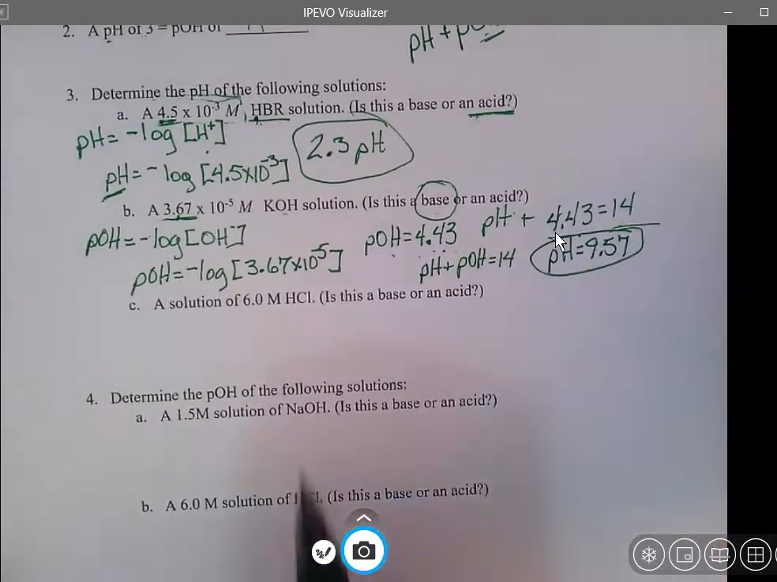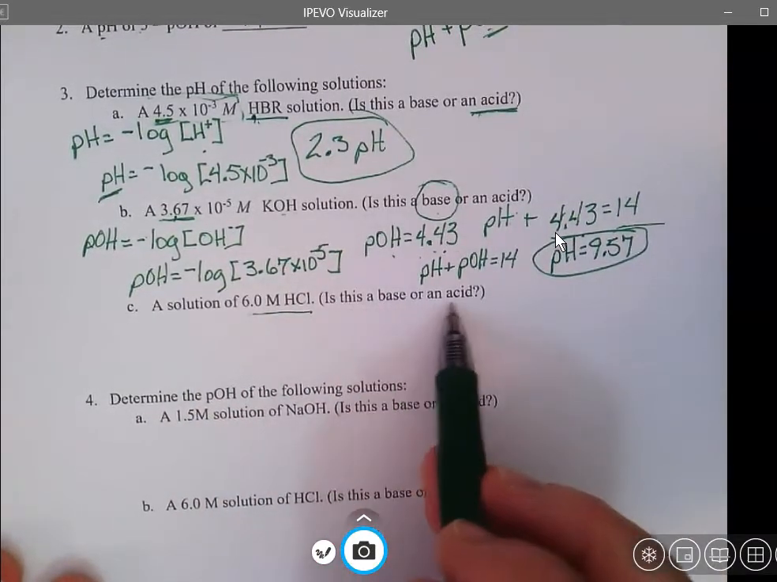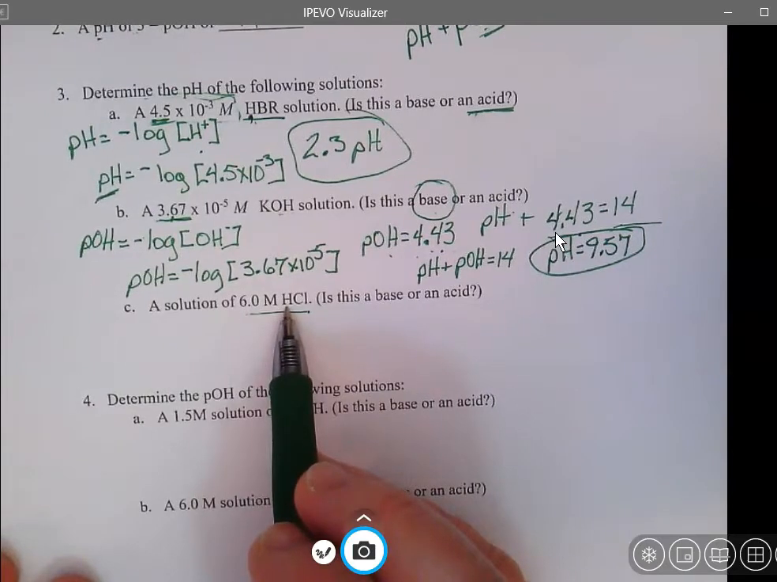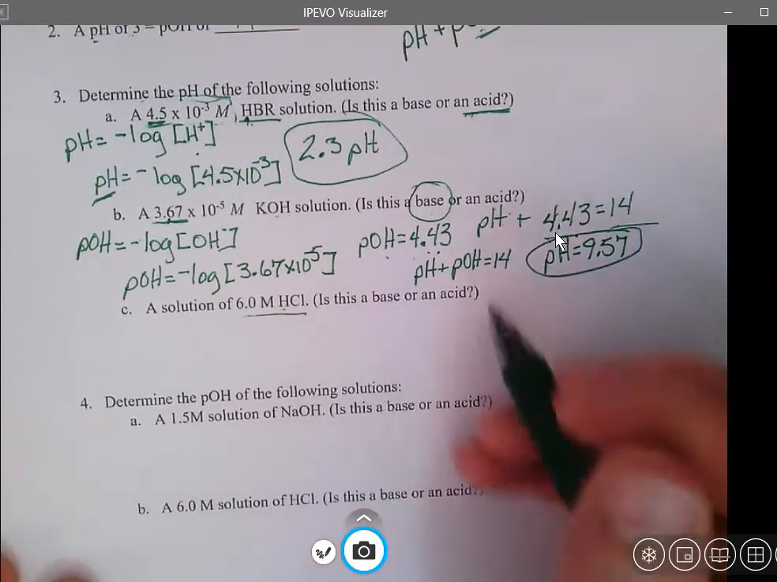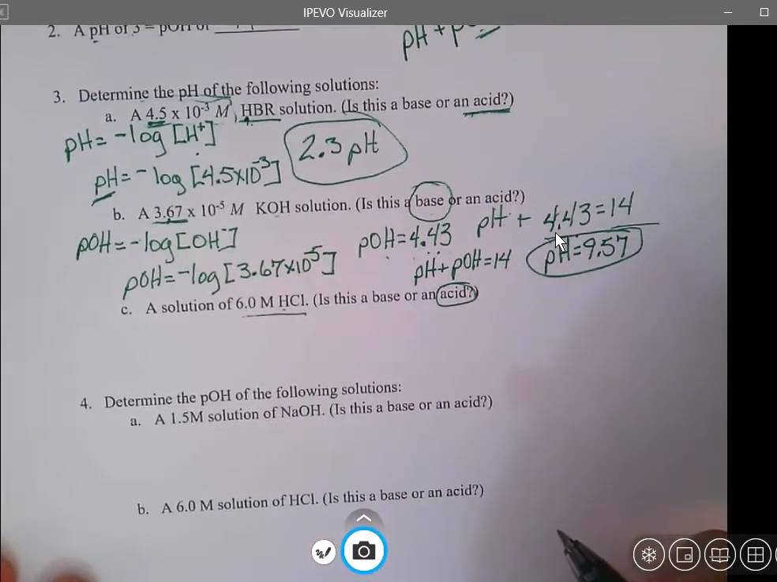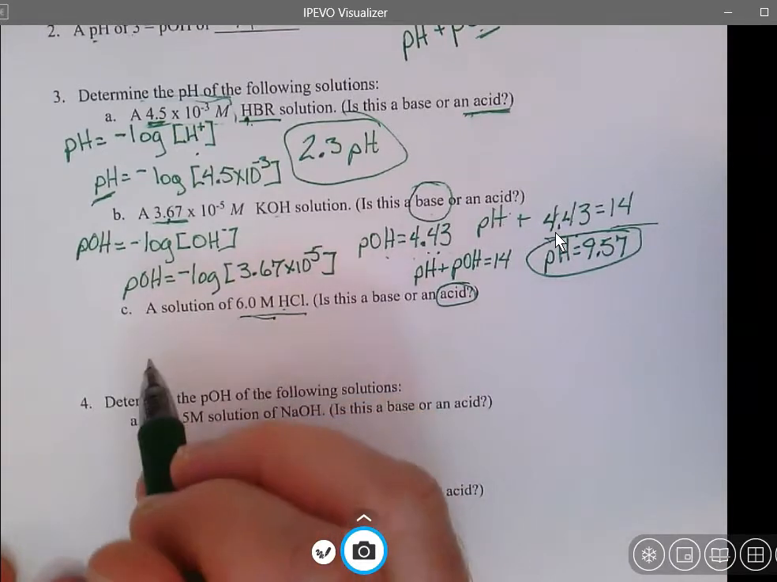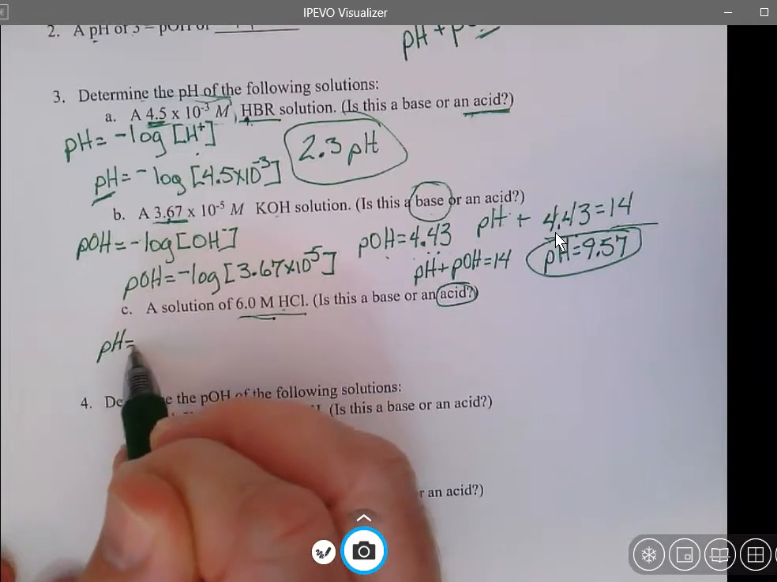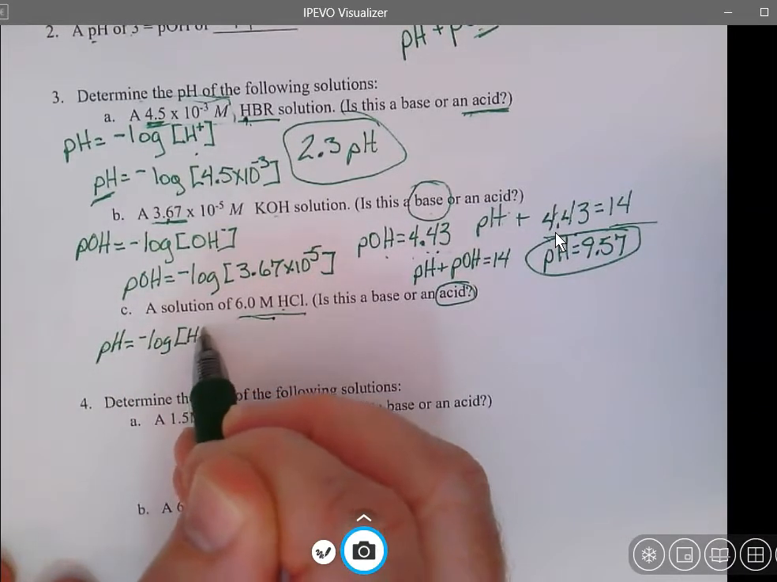A solution of 6 molar hydrochloric. Is this an acid or a base? Look at your hints. We have the hydrogen there without the oxygen next to the left of it. So this is going to be an acid. Okay. Solution is 6 molar acid, so we get to use pH equals negative log concentration of H.